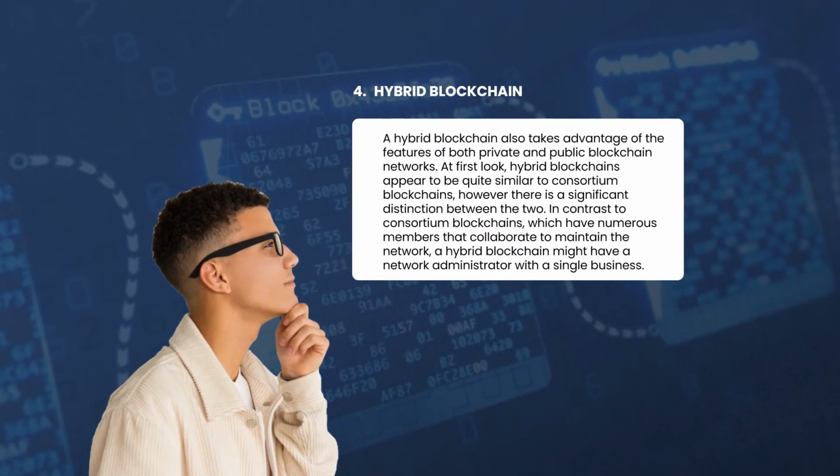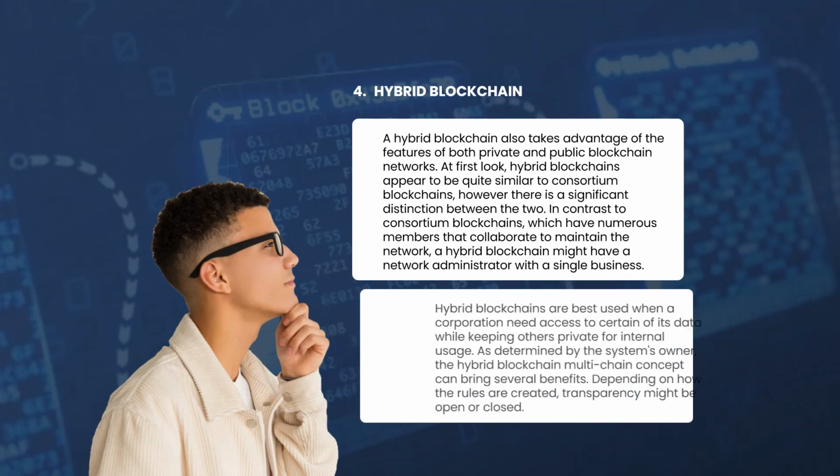Four. Hybrid blockchain. A hybrid blockchain also takes advantage of the features of both private and public blockchain networks. At first look, hybrid blockchains appear to be quite similar to consortium blockchains, however there is a significant distinction between the two. In contrast to consortium blockchains, which have numerous members that collaborate to maintain the network, a hybrid blockchain might have a network administrator with a single business.